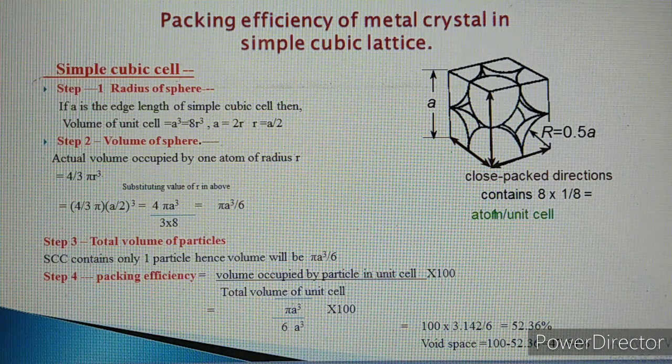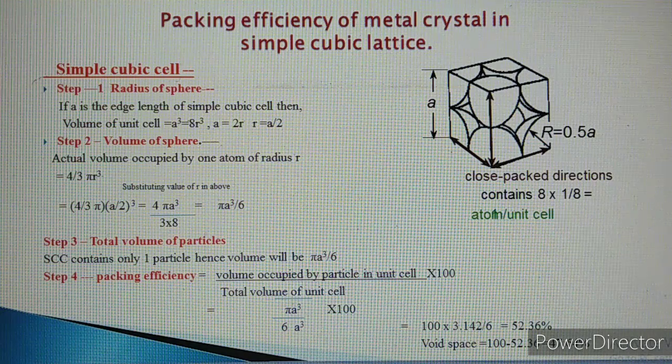If we substitute, the volume occupied by the particle in the unit cell is pi a cube upon 6, divided by the total volume of the unit cell a cube, multiplied by 100. If we substitute the value of pi, 3.142, a cube gets cancelled, so we get 3.142 upon 6 multiplied by 100. If we solve this, we get the packing efficiency in a simple cubic cell as 52.36%. That is the packing efficiency or space occupied in a simple cubic lattice.